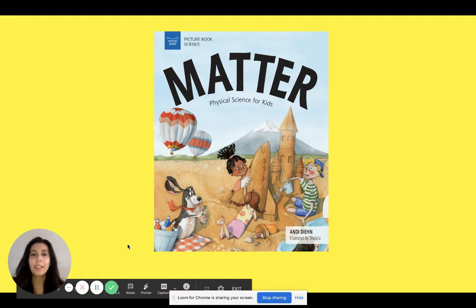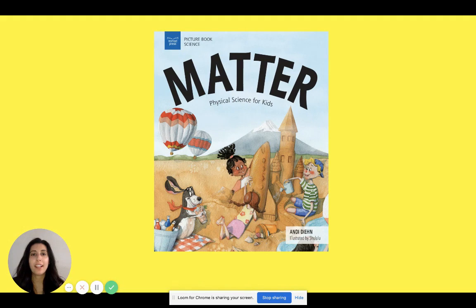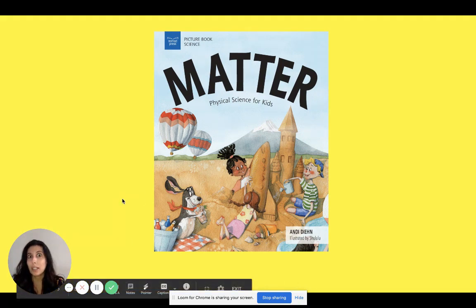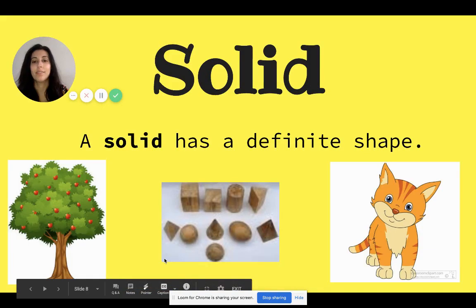In this book, Matter, Physical Science for Kids, we learn that there are 4 states of matter. Can you name them? Solids, liquids, gases, and plasma. Well, throughout this unit, we will be talking about 3 of the 4 states of matter. So let's see which ones we'll be talking about.